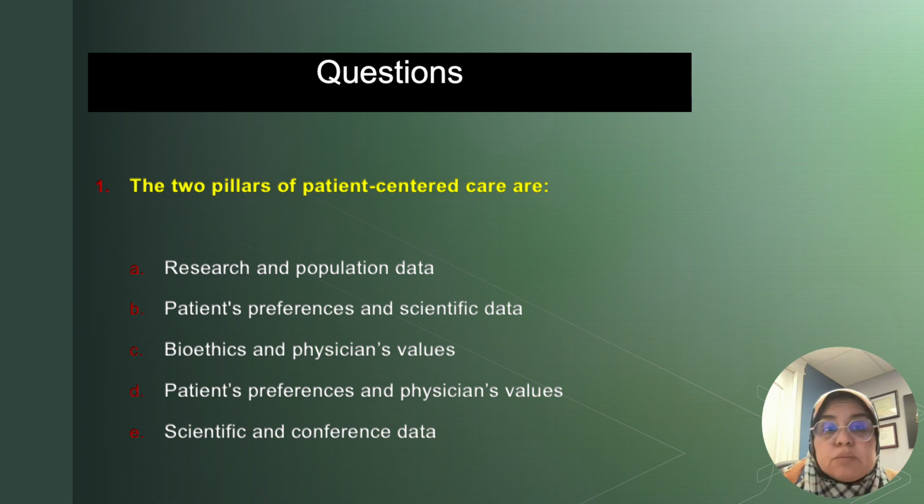We'll have some questions here, just to consolidate the previous few slides, and then we'll move on with more. So, two pillars of patient-centered care from your pre-session reading. What are the two pillars of patient-centered care? Are they the research and population? Are they patient's preference and scientific data? Are they bioethics and physician values? Patient preference and physician values, or are they the scientific and conference data? Correct, they are the patient's preference and scientific data.